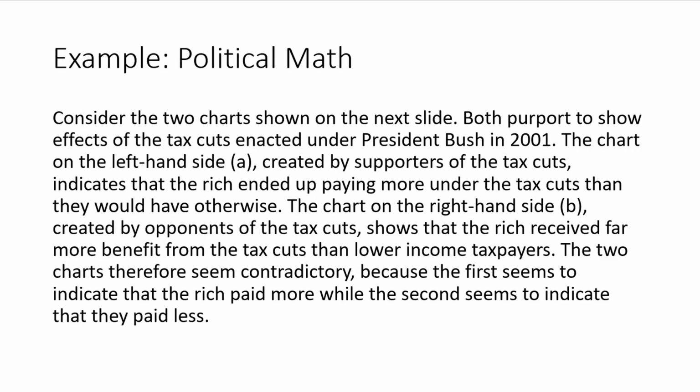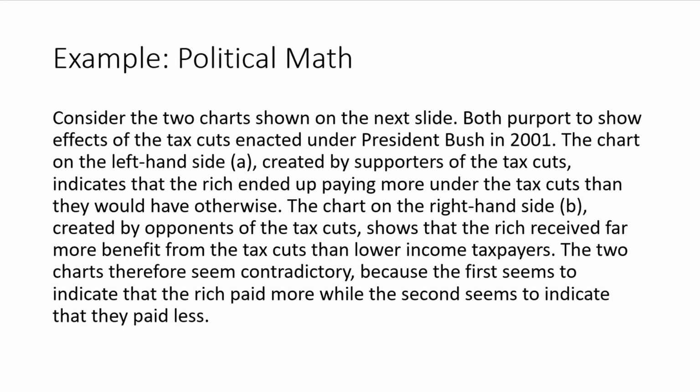Example, political math. Consider the two charts shown. Both purport to show effects of the tax cuts enacted under President Bush in 2001. The chart on the left-hand side, A, created by supporters of the tax cuts, indicates that the rich ended up paying more under the tax cuts than they would have otherwise. The chart on the right-hand side, B, created by opponents of the tax cuts, shows that the rich received far more benefit from the tax cuts than lower-income taxpayers.